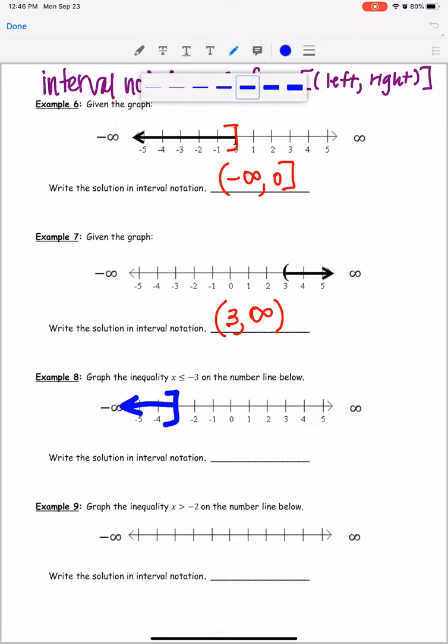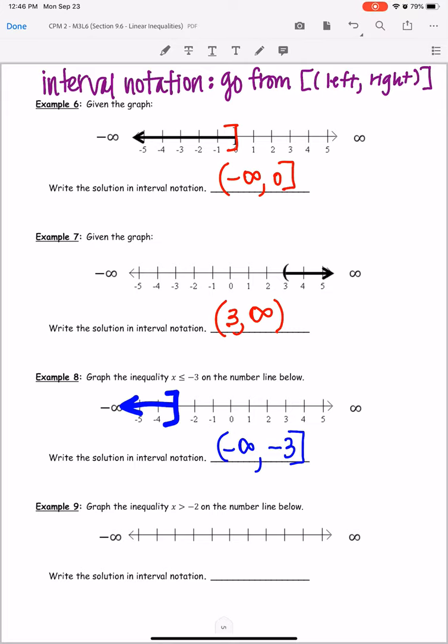So now in interval notation, go from left to right. We're starting with this arrow, which is pointing to negative infinity. So we have negative infinity. Infinity, whether it's positive or negative, always has a parenthesis. And then as you keep going, it stops right here at negative 3. It's got a bracket here, so it has a bracket here.